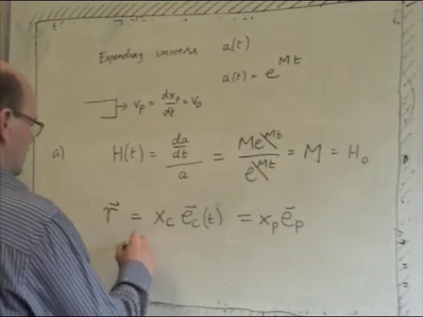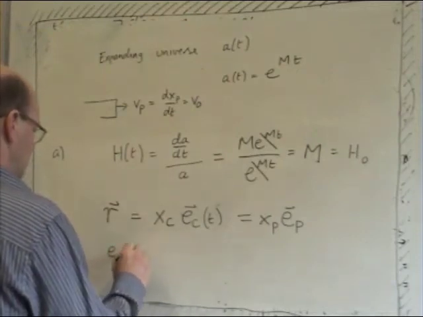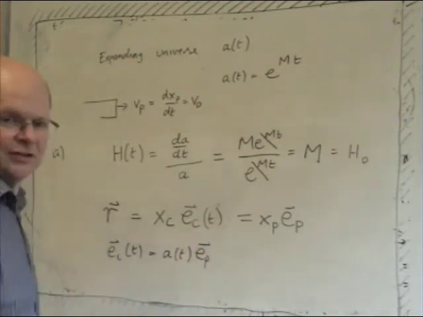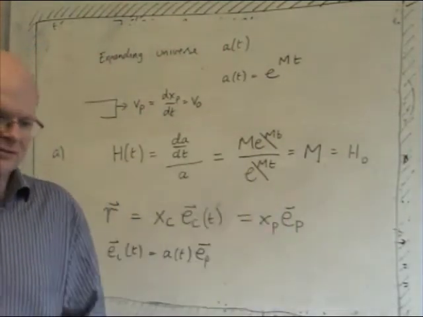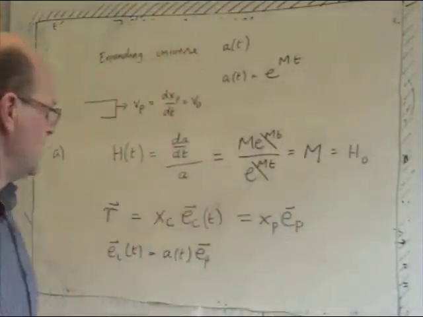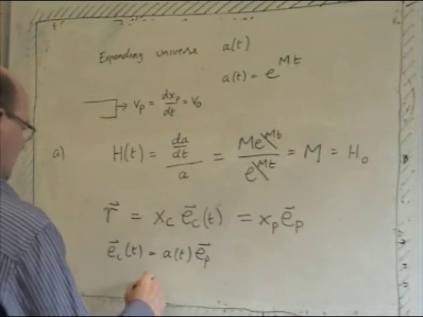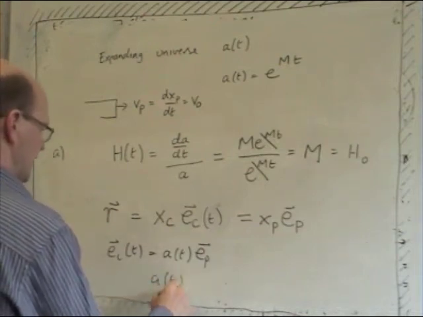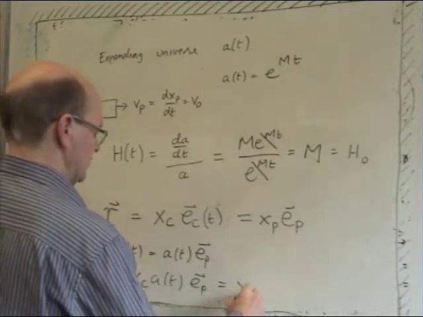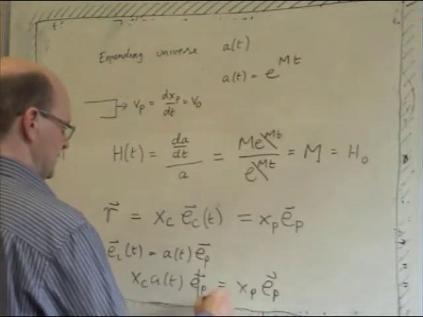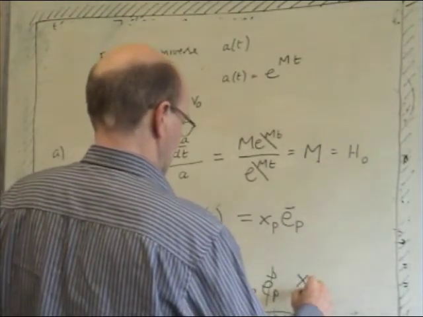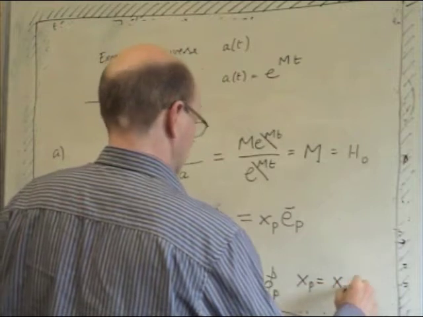All you do is recognise that ec of t, the basis vector that's co-moving, is the scale factor times the proper basis vector, so that these co-moving base vectors get longer and longer with time if the universe expands, or if you've got a universe in the contracting phase, they get shorter and shorter. So you substitute that into the above equation and you get a of t times xc times ep on the left equals xp ep on the right. The eps appear both left and right, so they cancel, and you end up with xp equals xc times a of t.